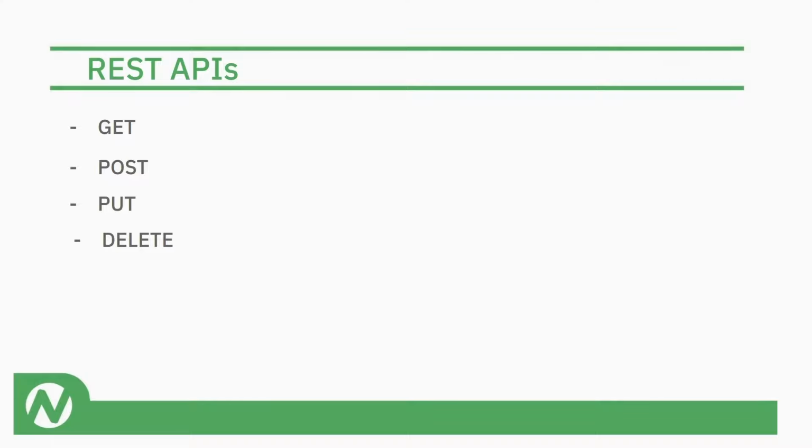The POST API is used to send sensitive data to the server. When you log into Gmail or Yahoo, you are making a POST API call. The PUT API is used to update data, like changing an existing password or updating account details. DELETE is used to delete data.